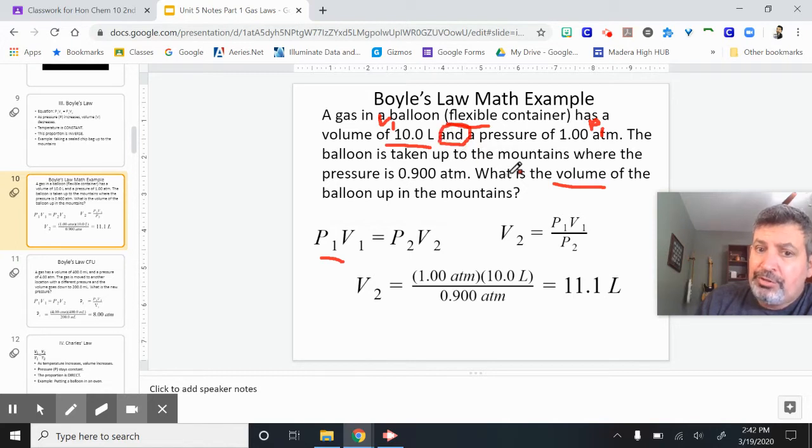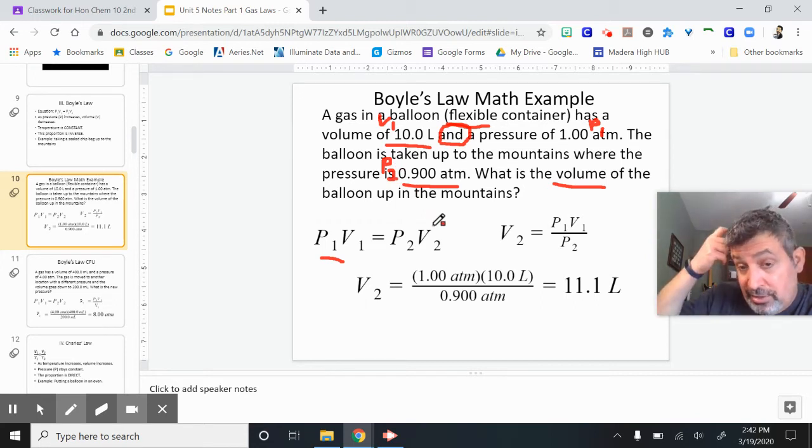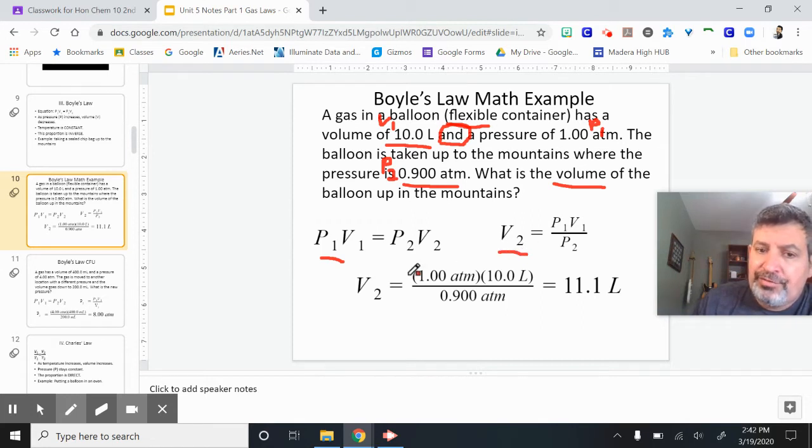Okay. The balloon is taken up to the mountains where the pressure is 0.9 atm. Notice the pressure is dropping. And it says, what is the volume of the balloon up in the mountains? Once I identify everything, this is P2. Once I identify all the variables, all I got to do is plug them in. But before I do that, I need to do the algebra on this thing. So we got to get V2 by itself. That means you're going to have to divide by P2 on both sides, and we end up with this equation.